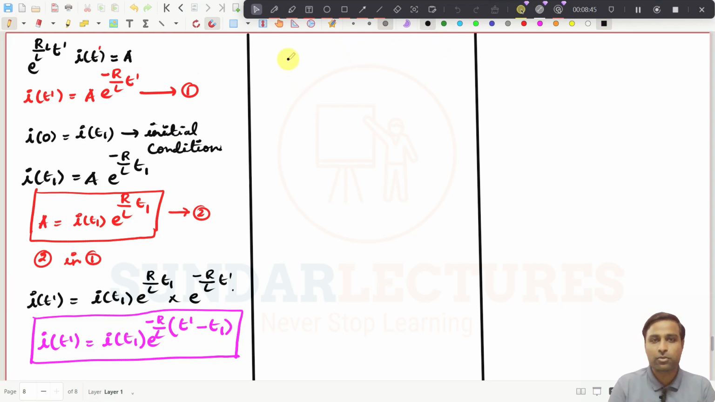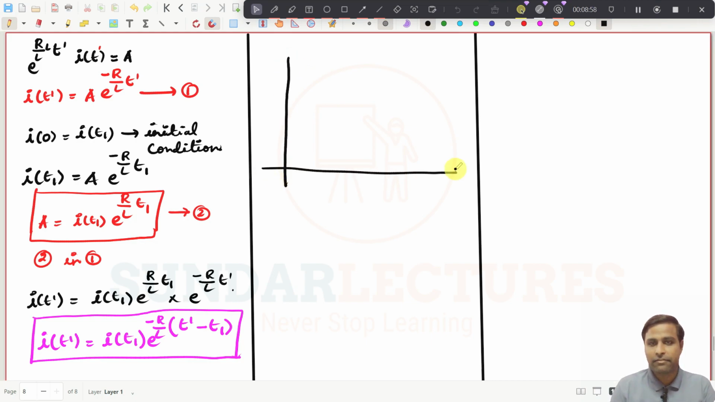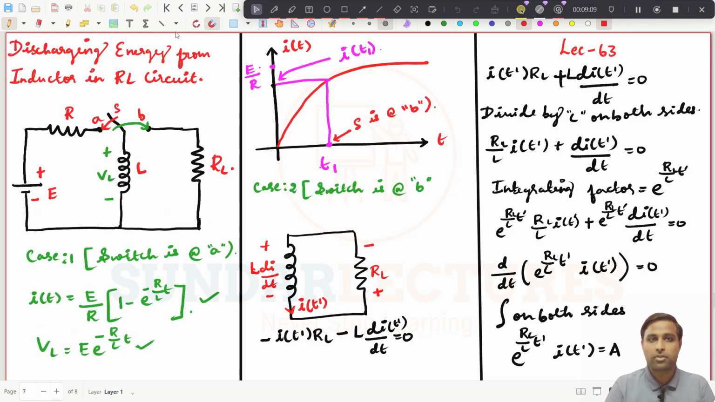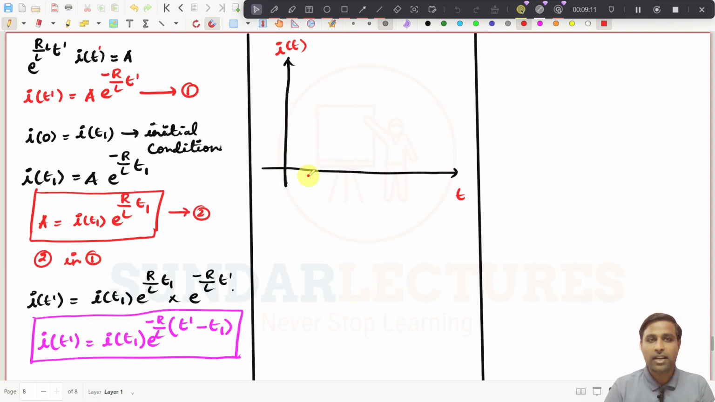Anyhow, I'm just going to draw the diagram. Now I'm going to draw the graphs. Clearly understand this graph, you just come with me, I will explain. This is now I of t and this is now t. See what we have done. We have just connected the switch at point A, so that current will grow like this.